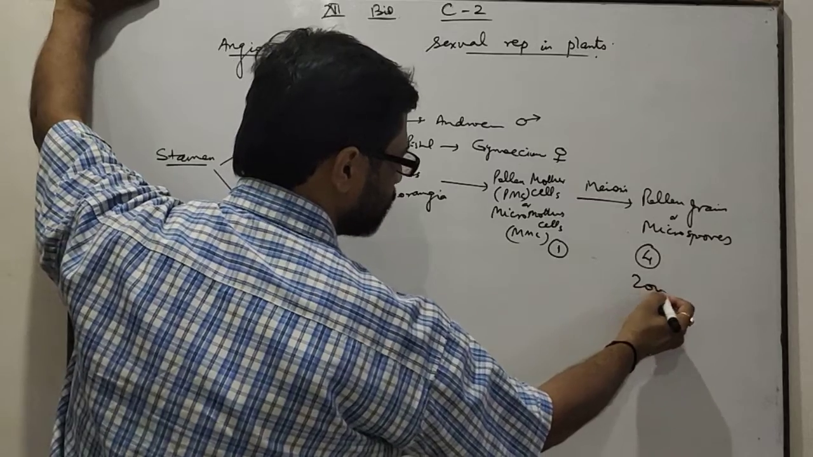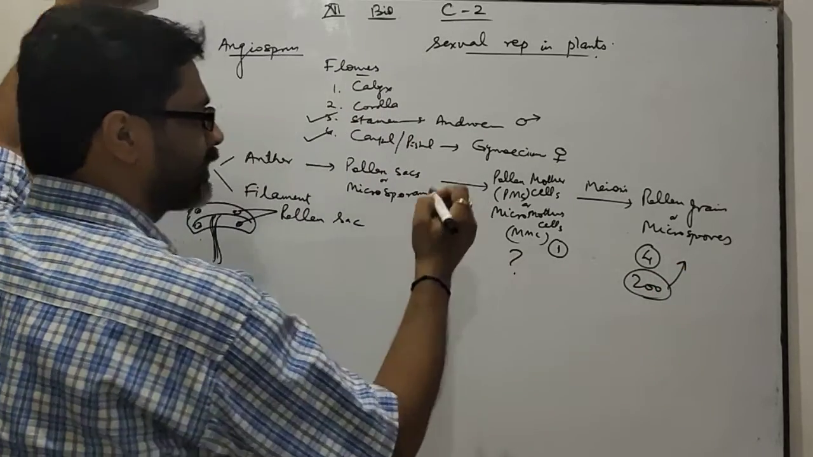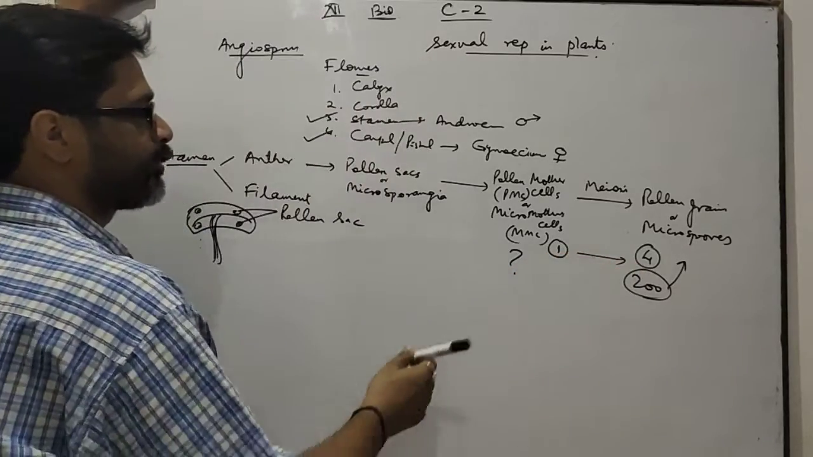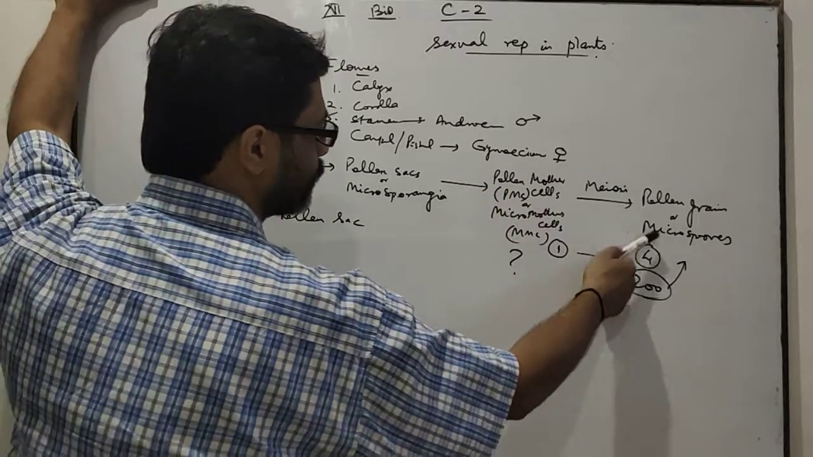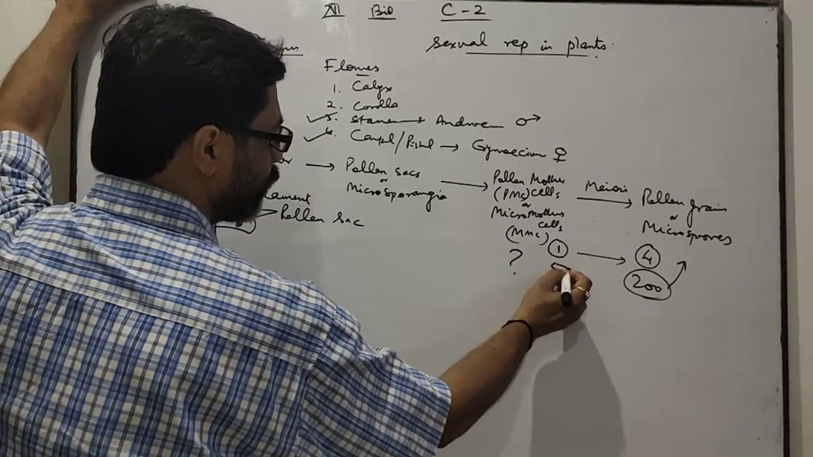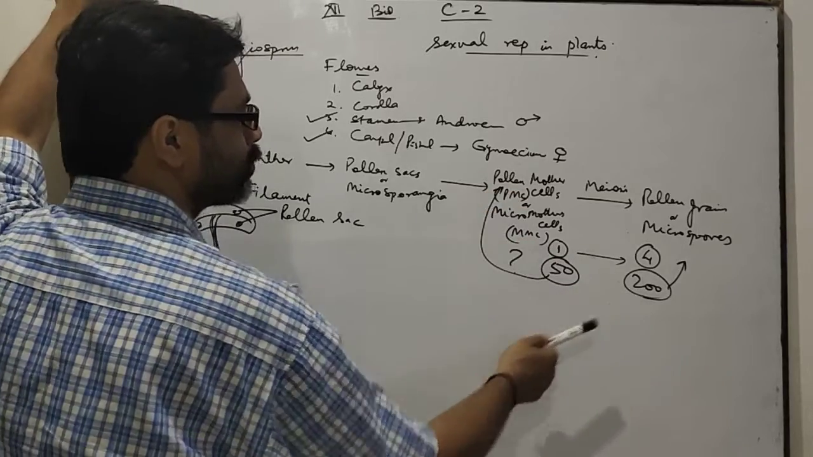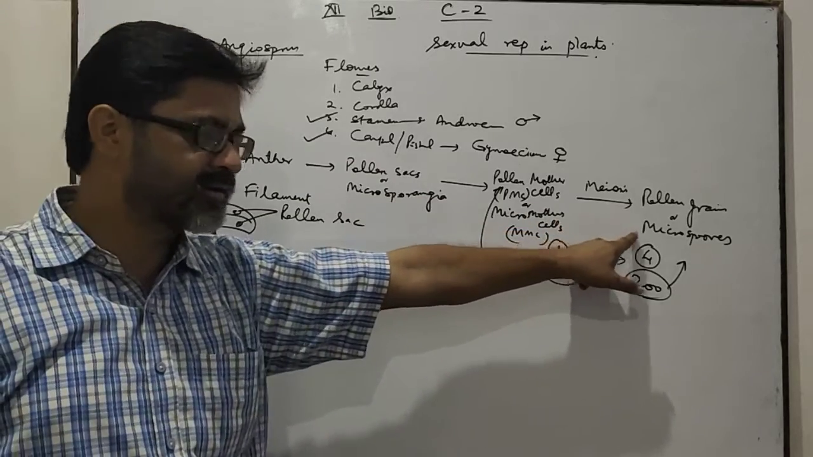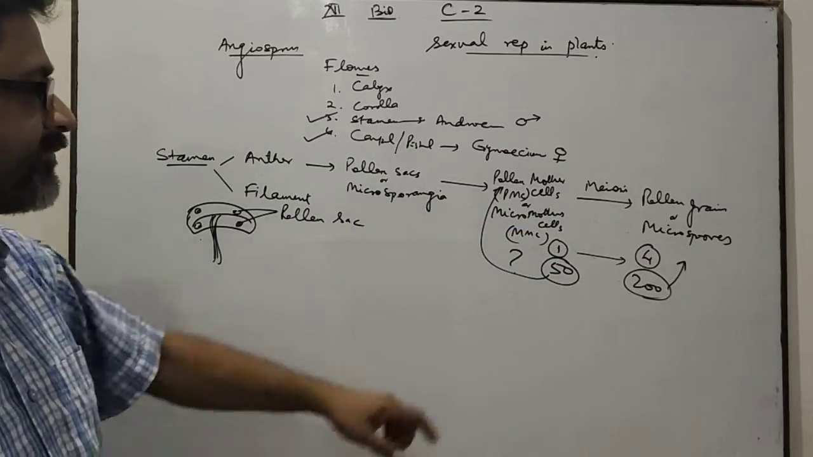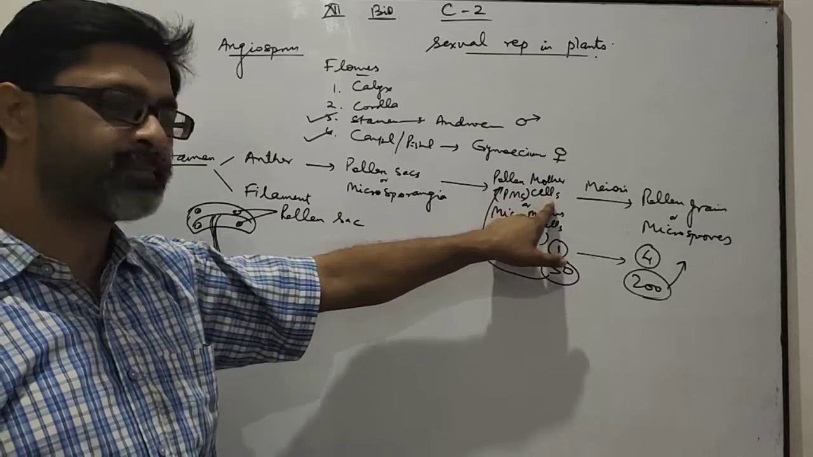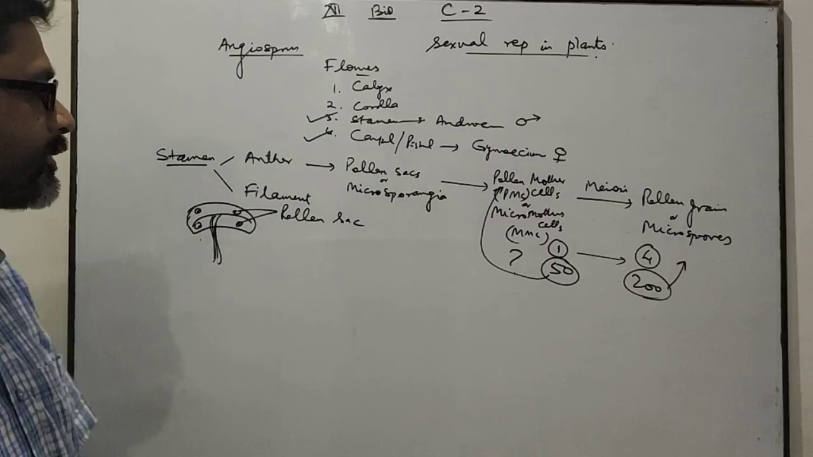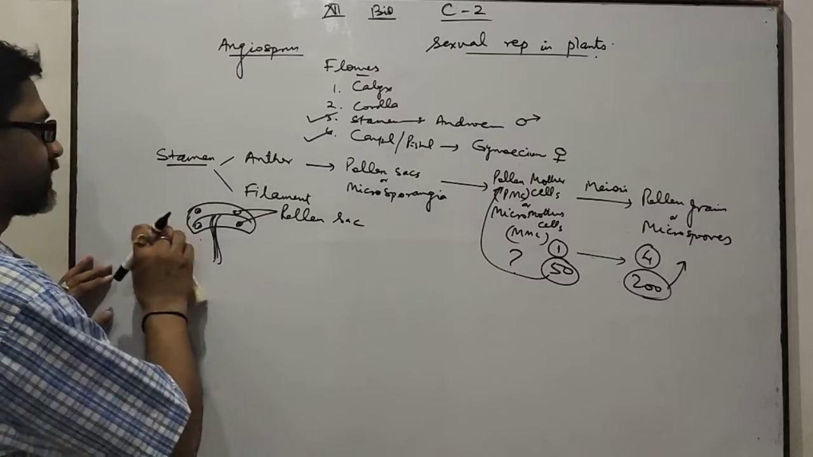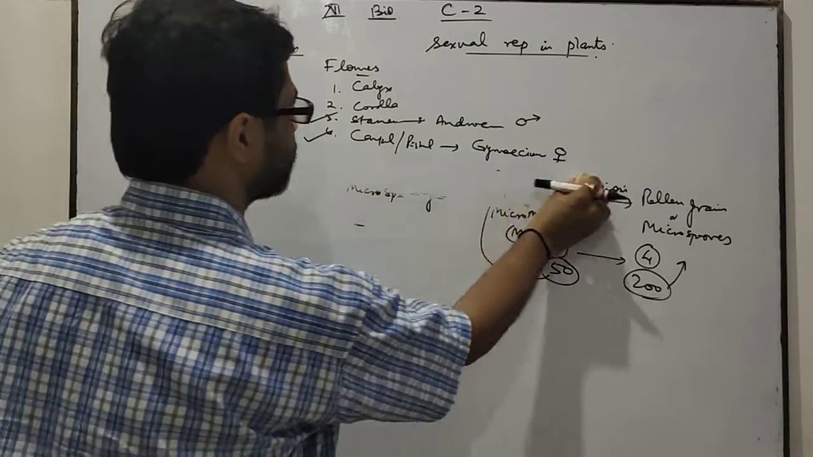Means to find 200 pollen grains, how many pollen mother cells are required? You can calculate it. One microspore mother cell or one pollen mother cell produces 4 pollen grains. Hence, 50 pollen mother cells are required to produce 200 pollen grains. Each microspore mother cell gives 4 microspores. Hence, 50 microspore mother cells, or you can say pollen mother cells, are required to produce 200 microspores. This is about the male part of the flower, that one is stamens. Now I am going to discuss the female part.